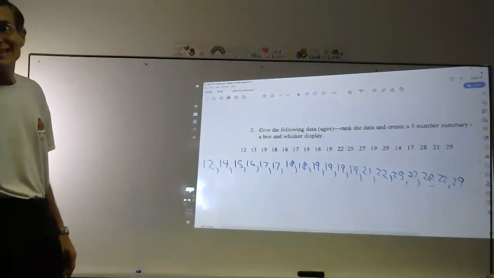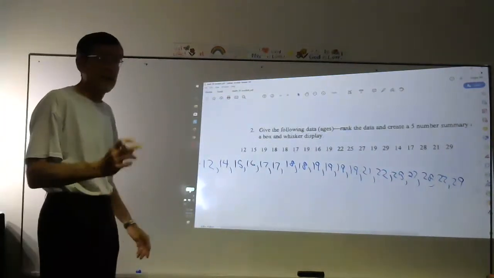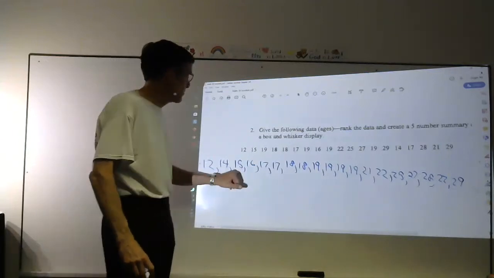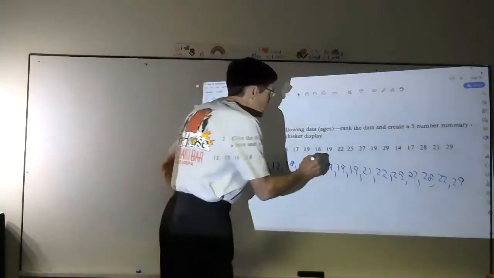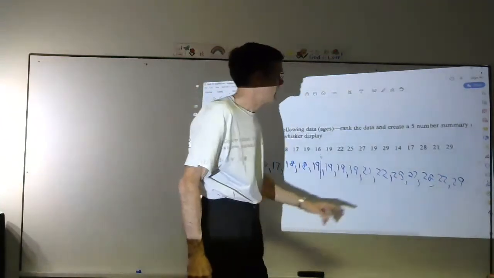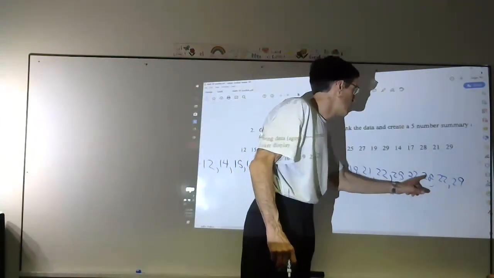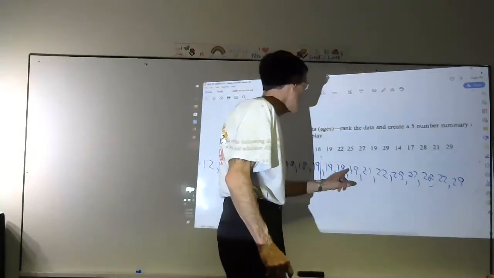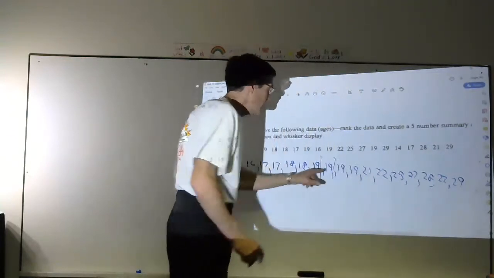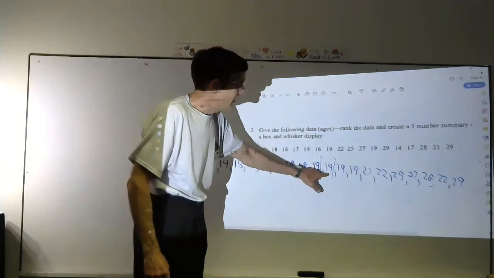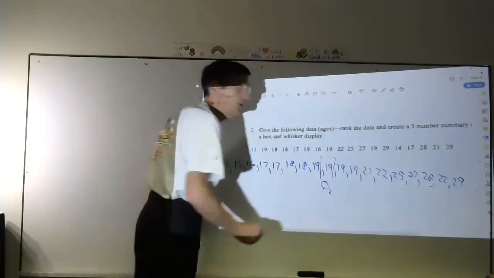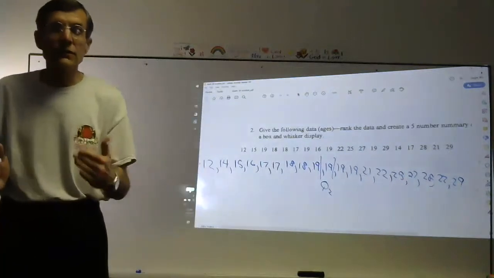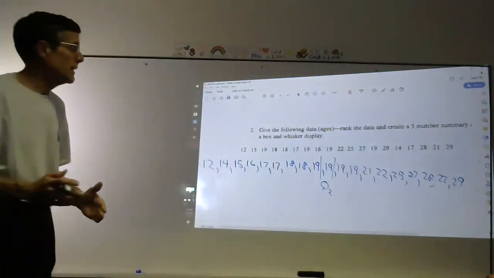Because there are 19, I can count up 9: 1, 2, 3, 4, 5, 6, 7, 8, 9, and draw a line there. I can count down 9: 1, 2, 3, 4, 5, 6, 7, 8, 9. And there, you can see the data item that is in the middle. That 19 is Q2, the end of the second quarter of the data.